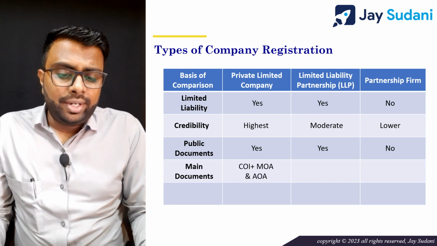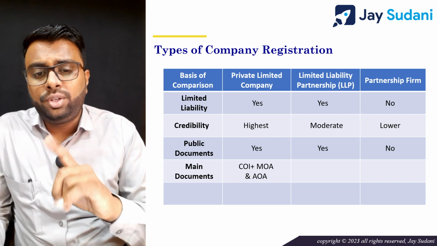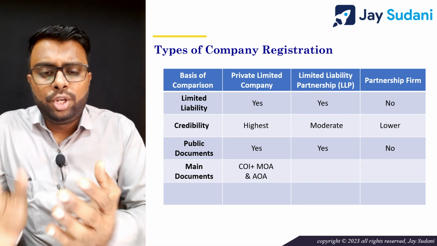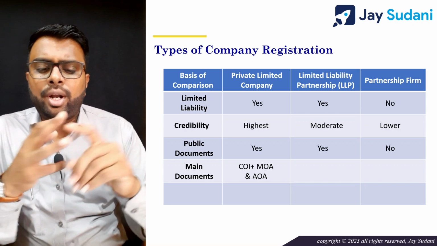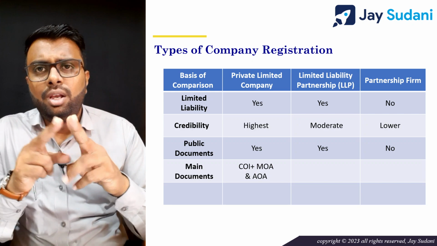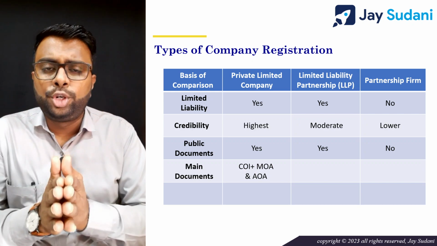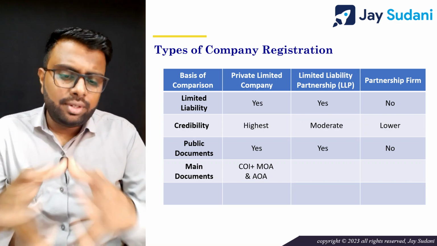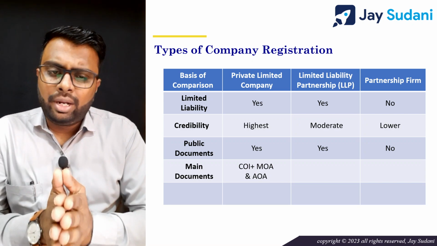What are the main documents? For a private limited company, the first main document is the certificate of incorporation. The Government of India will issue a certificate to you as a private limited company. Then you have the MOA and AOA, Memorandum of Association and Articles of Association. These are two major documents wherein you have written all the guidelines: what the company is incorporated for, how it is going to be operated, and what kind of products and services the company is going to offer, everything. So these are the main documents for a private limited company.